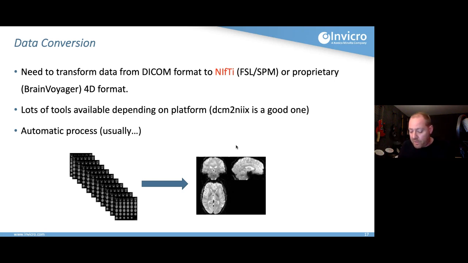And this conversion is a pretty simple and automatic process on most platforms. SPM includes a DICOM to NIFTI converter. FSL doesn't, but there are lots of others around. I use one called dcm2niix, written by a guy called Chris Rorden, which is fantastic and works really well. It's a pretty simple and automatic process. You just type a command and it just does it.